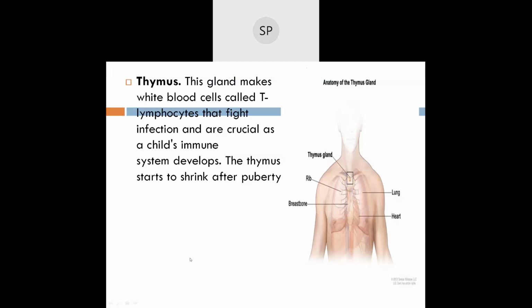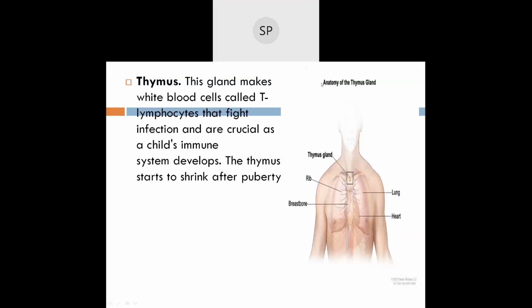Thymus. This gland makes white blood cells called T lymphocytes that fight infection and are crucial as a child's immune system develops. The thymus starts to shrink after puberty.